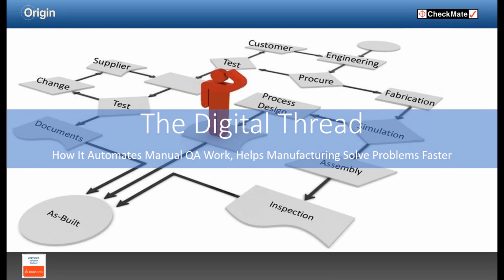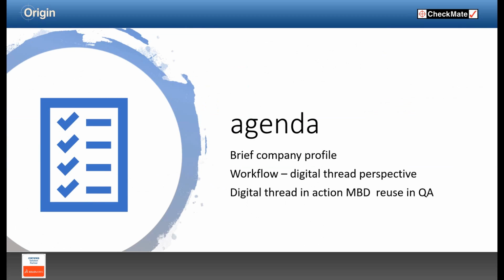In this presentation on the digital thread, Origin shows how it helps QA automate manual tasks and deliver more value to manufacturing. In the next 10 minutes, this video will give you a brief profile of Origin and how it comes to be a leader in the digital thread. We'll look at the workflow from several different perspectives to see how and where the digital thread improves things. And we'll show examples of the unique digital thread features and benefits of Checkmate for SolidWorks.